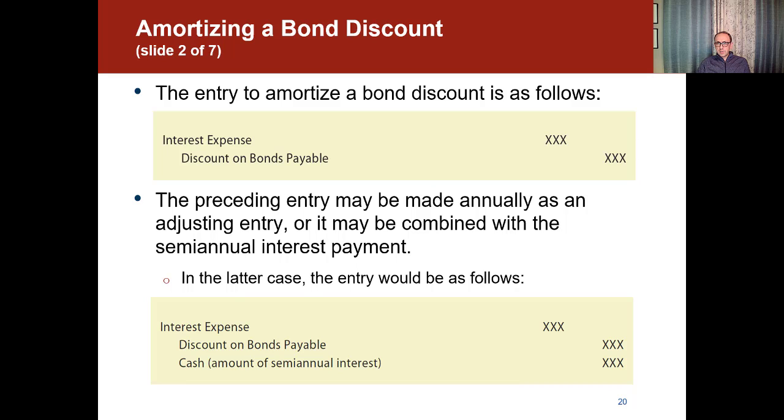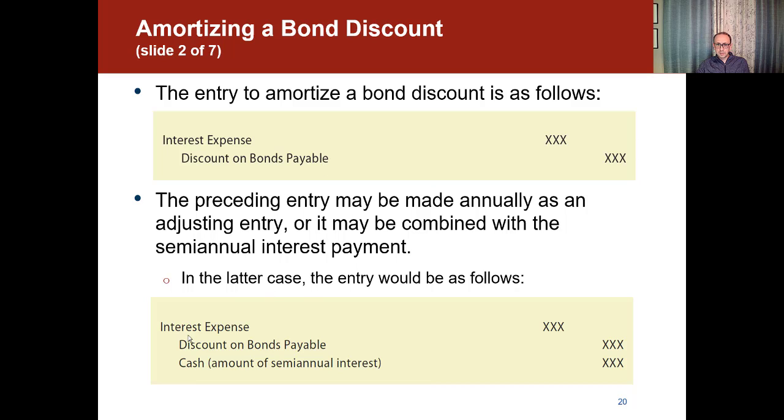So the entry to amortize a bond discount would be as follows. We debit interest expense and we credit discount on bonds payable. And it's a very systematic kind of journal entry, or I can call it an amortization entry or adjusting entry. And that is going to be very repetitive every time we are recording the interest expense. So the preceding entry may be made annually as an adjusting entry, or it may be combined with a semi-annual interest payment. And this is the exact same thing that we're going to be doing once we use the values of the example that we had.